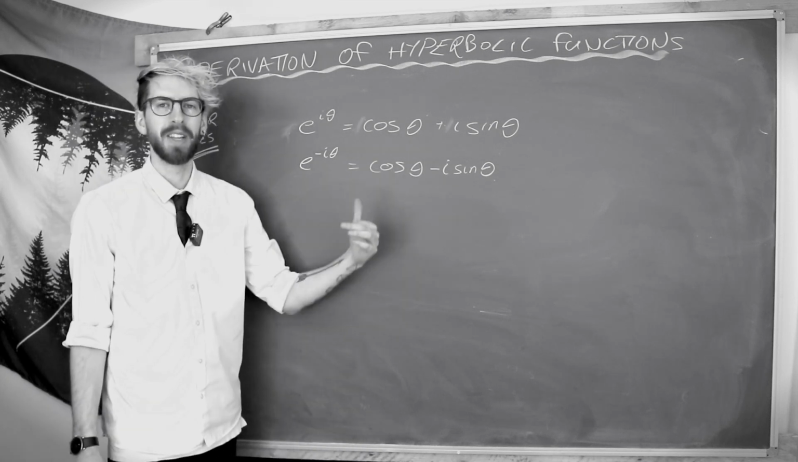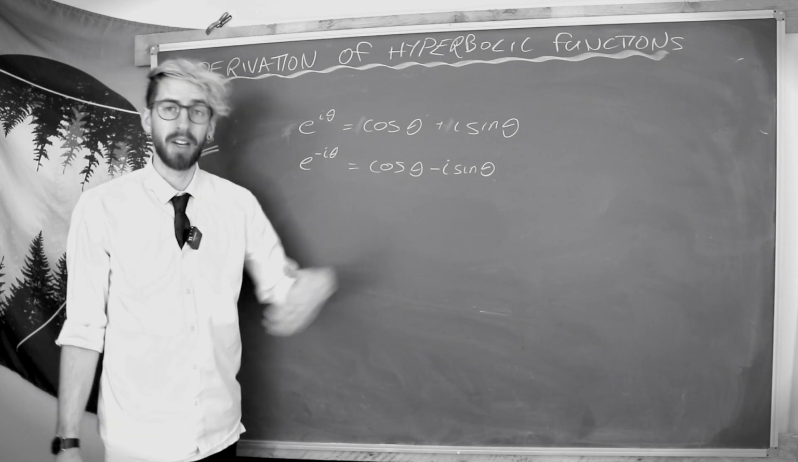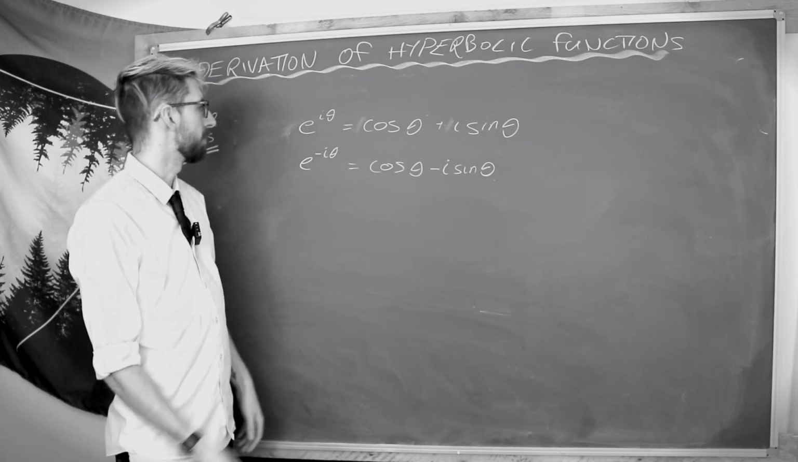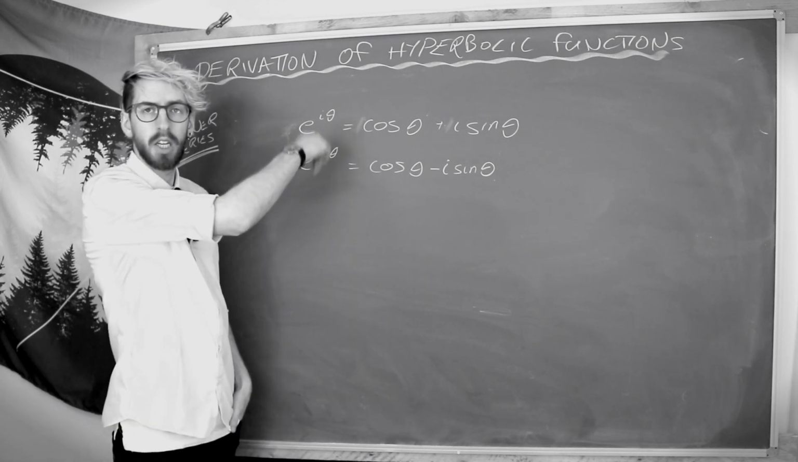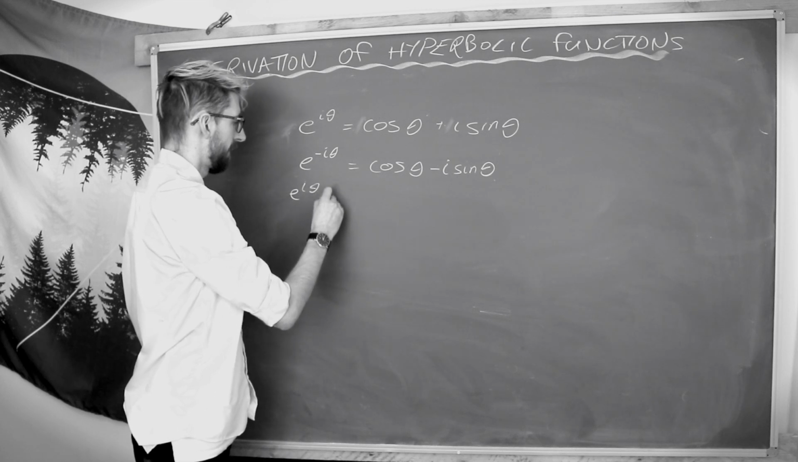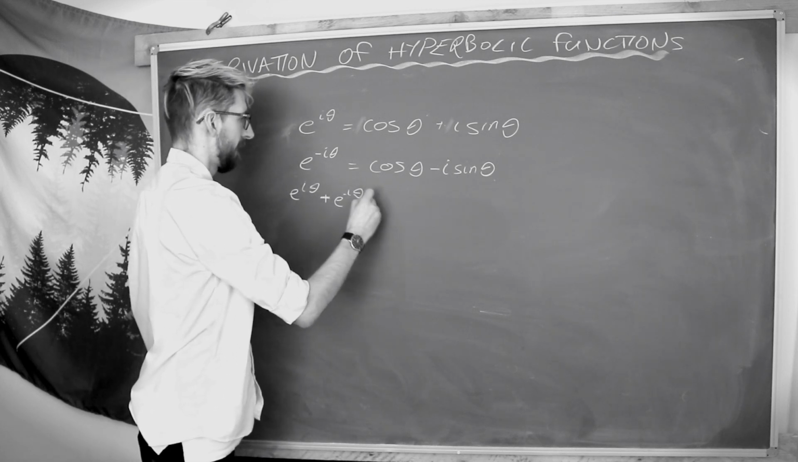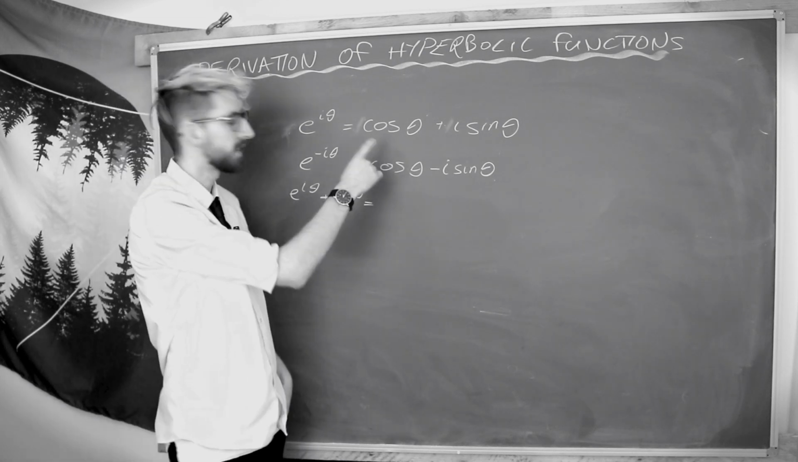These are our two little situations we've got, our two equations. Now they are simultaneous equations, they're both from the power series. What we're going to do now though is we're going to add each one to each other. So on the left hand side, we get that. On the right hand side we've got two cos thetas.